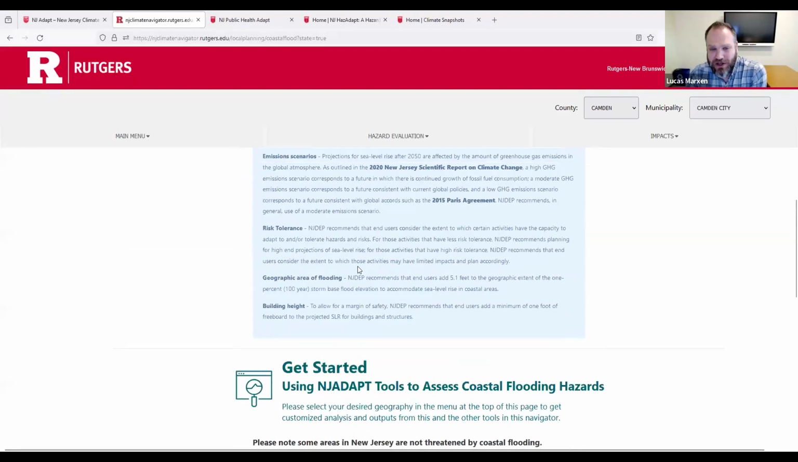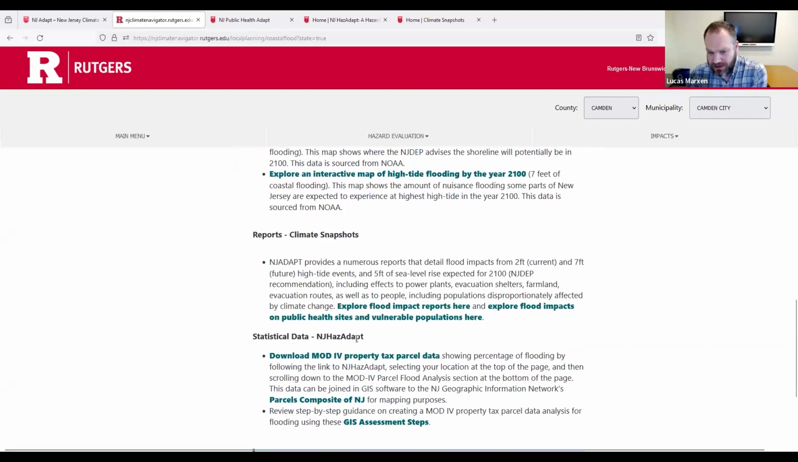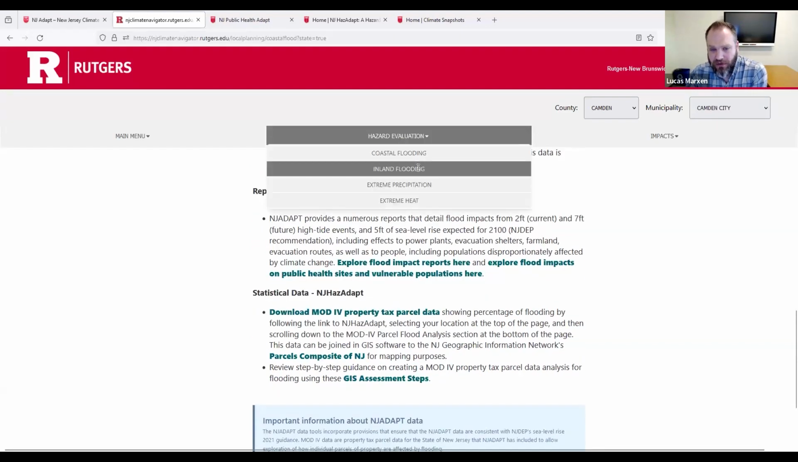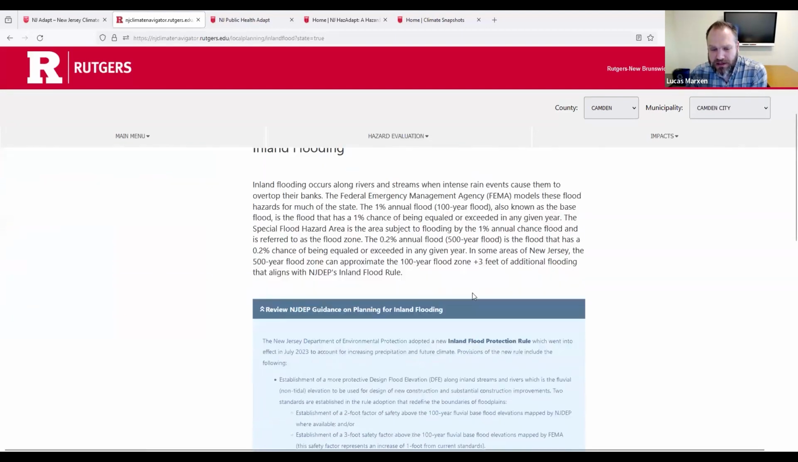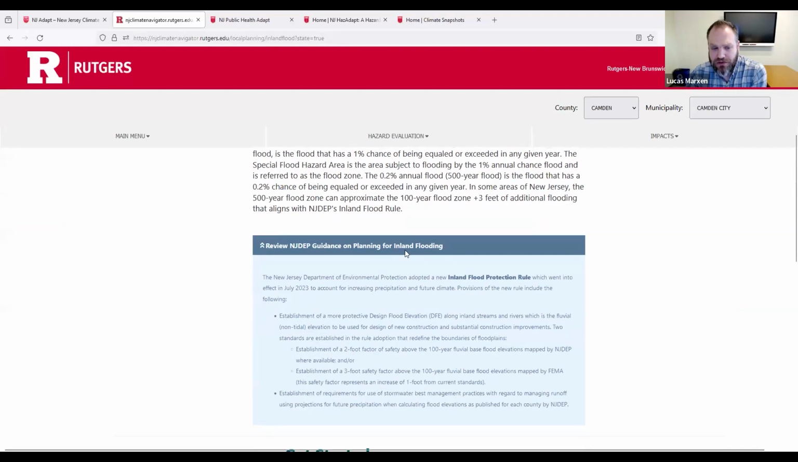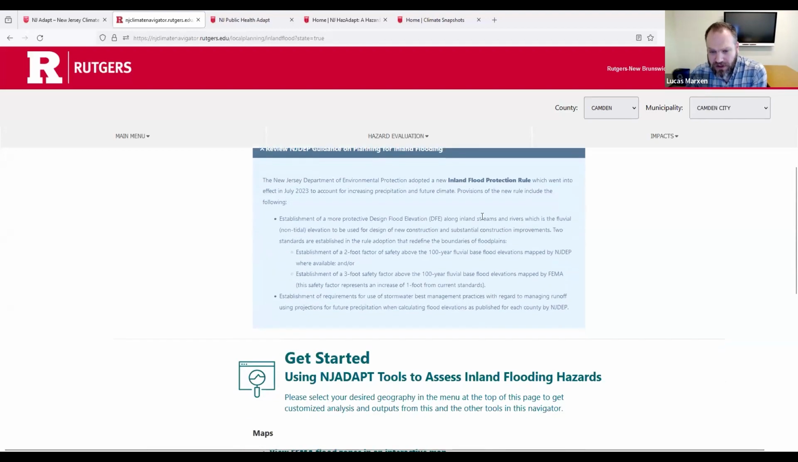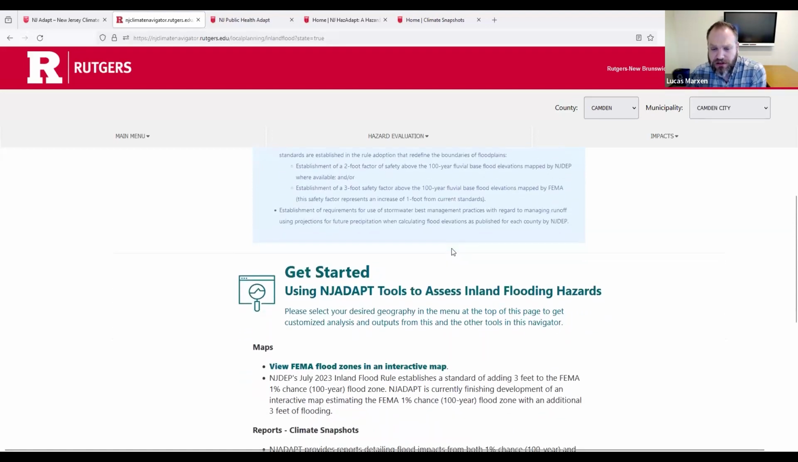So that covers the coastal flooding. Like I said, you can access maps, reports, and statistical data looking at coastal flooding. If we go to inland flooding, we have basically the same types of information. We provide an introduction to the inland flooding issue, and links to DEP guidance around inland flooding. In this case, we link out to their new inland flood protection rule that went into effect last year.